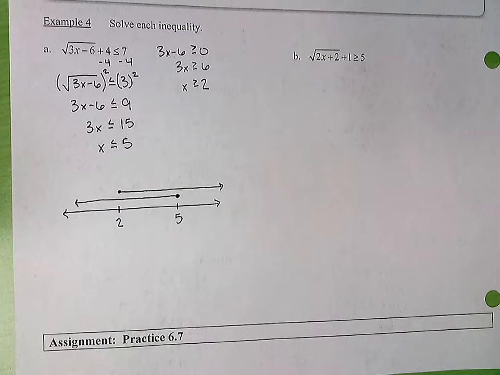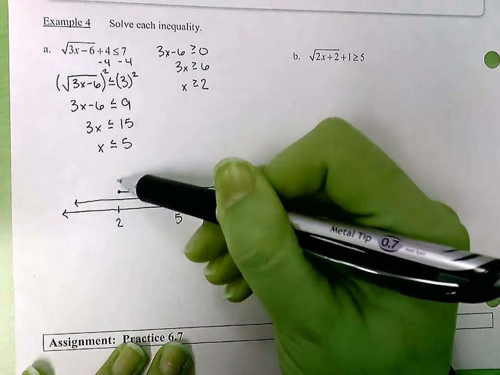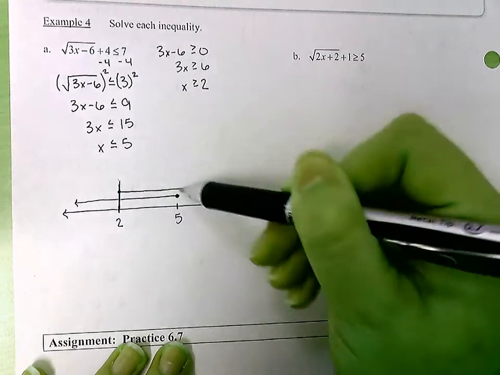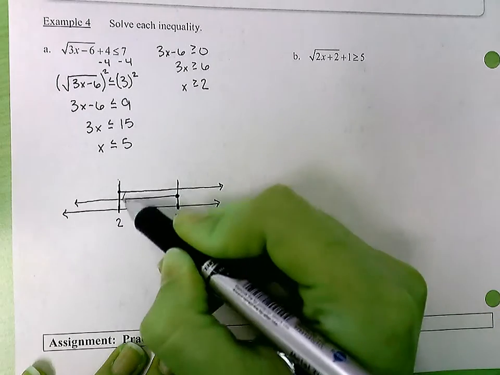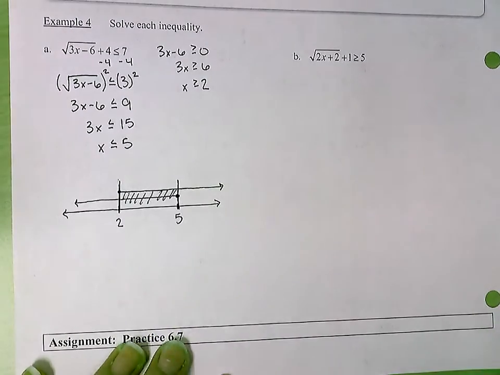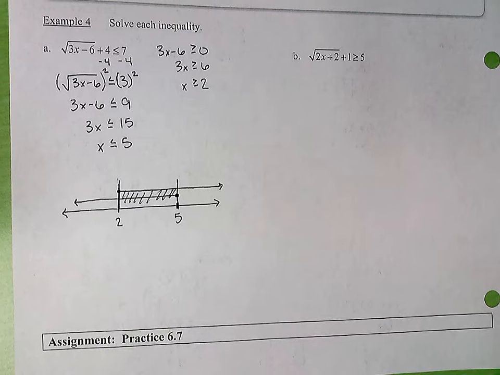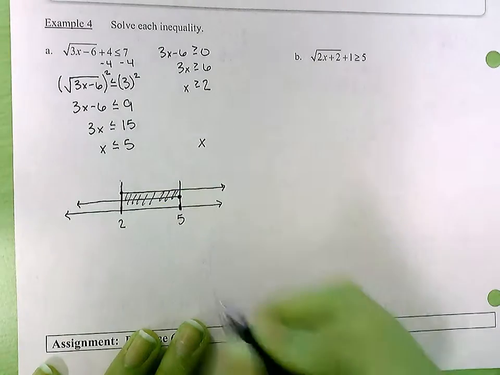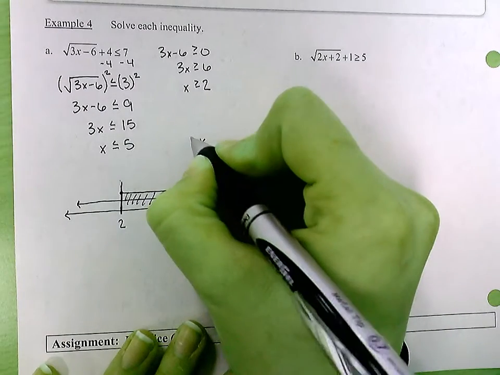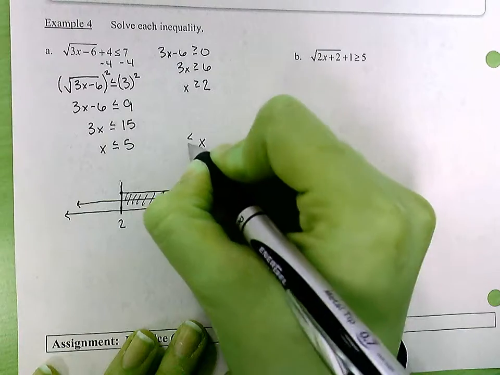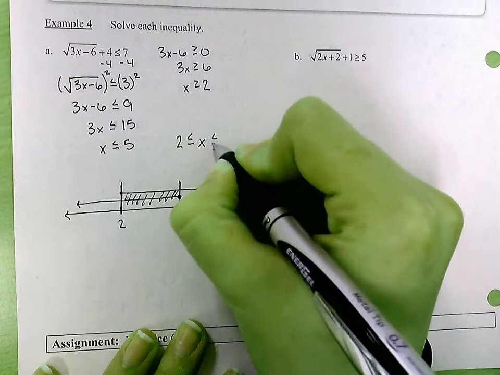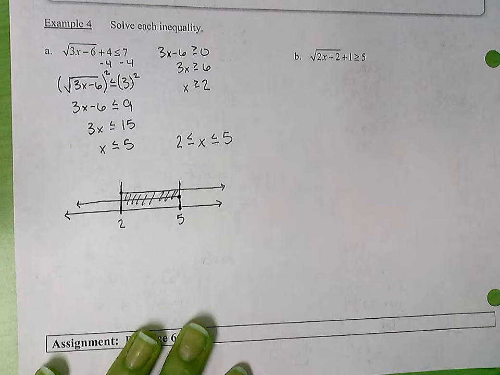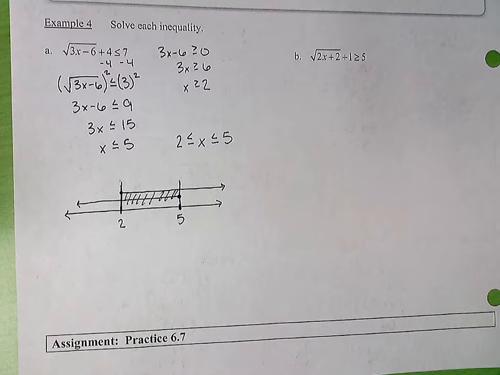Now with this number line, you just want to see where they overlap. So where they overlap would be here to here. That's your overlap for this one. So it's in between. So that means I'd have to write x is greater than or equal to 2 and also less than or equal to 5 as my answer, since it's in between.